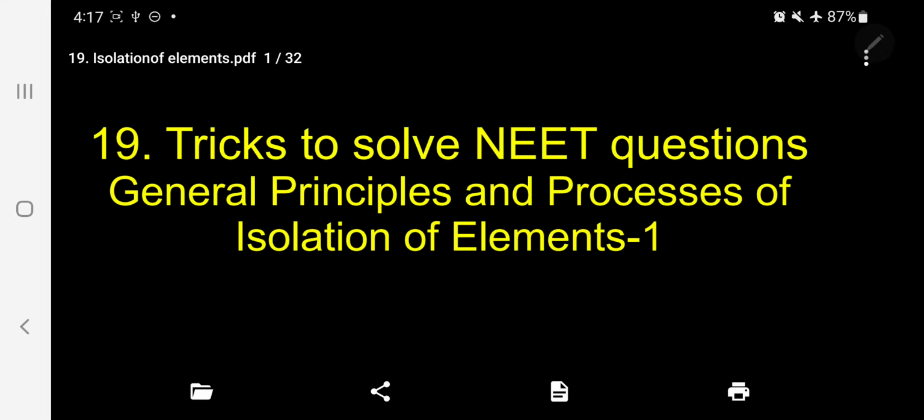Today, I am going to discuss the tricks to solve NEET questions under the unit General Principles and Process of Isolation of Elements.